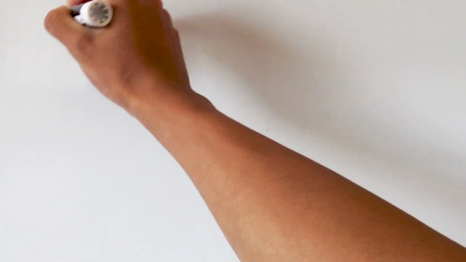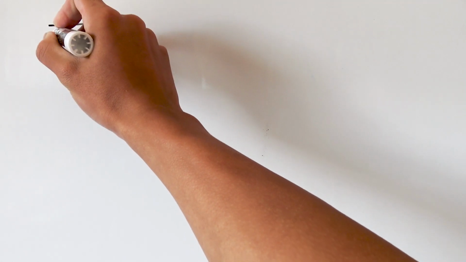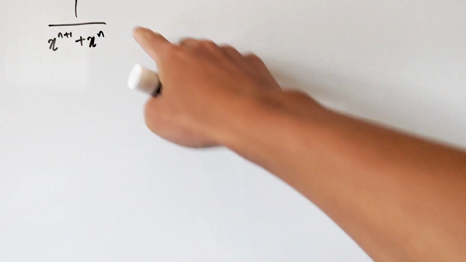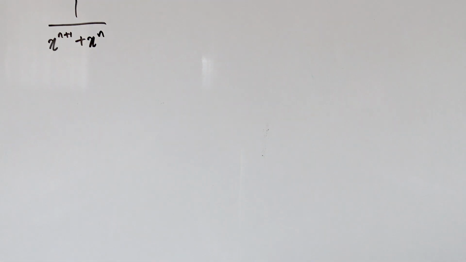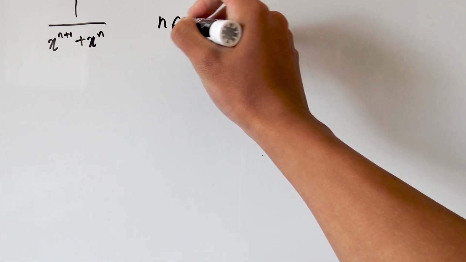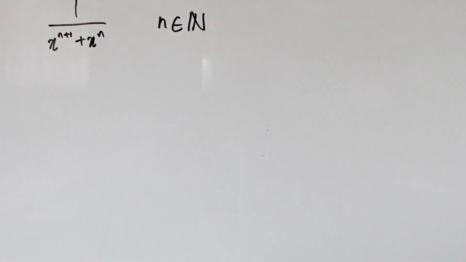So probably the simplest case of this is with the fraction 1 over x to the n plus 1 plus x to the n. And we want to do partial fractions on this fraction right here. As you can see, we have an unknown power n here, and ideally, we want n to be some natural number. So we don't want to deal with fractional powers or anything weird like that. So we want to do partial fractions on this thing here.